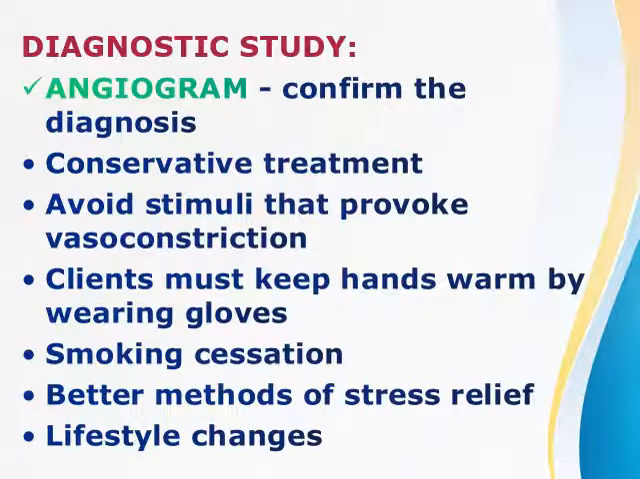Then we have the diagnostic study. The angiogram is intended to confirm the diagnosis because it could detect vasoconstriction. Then, conservative treatments are as follows. Avoid the stimuli that trigger Raynaud's. Clients must keep hands warm by wearing gloves because the cold will trigger Raynaud's. Then smoking cessation, since we know that smoking leads to vasoconstriction. And then stress relief methodologies and lifestyle changes.